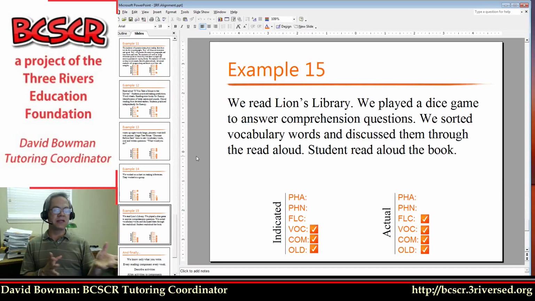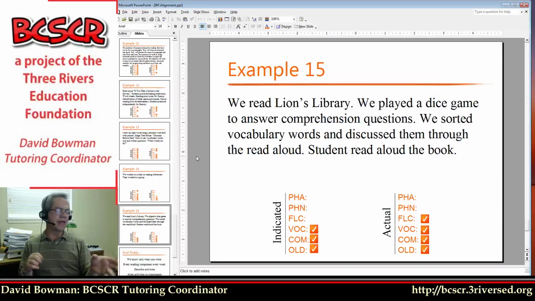And actually, a dice game to answer comprehension questions, I don't exactly know what that means. I know there's an activity obviously occurring here. Personally, I'd be interested in knowing a little bit more about that, but that's sort of neither here nor there. There was a specific activity to address comprehension questions. So yes on comprehension. We've got the vocabulary word sorting and the vocabulary discussion. So we've got vocabulary, and we probably have the oral language development piece through the comprehension questions.